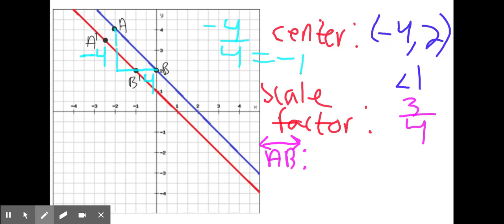So I'm writing the equation of my line as y equals mx plus b. I have y equals -1x, in other words, just -x. And then I'm going to add the y-intercept for mx plus b. And the y-intercept of my pre-image is 2.